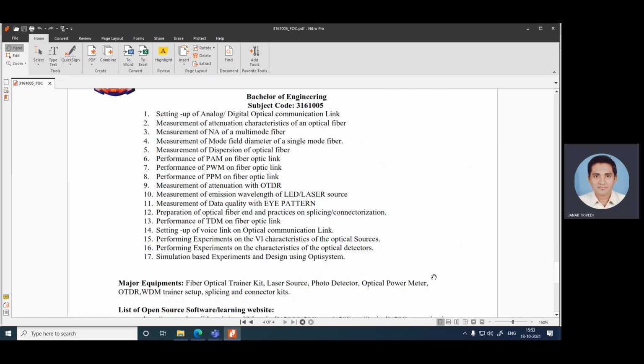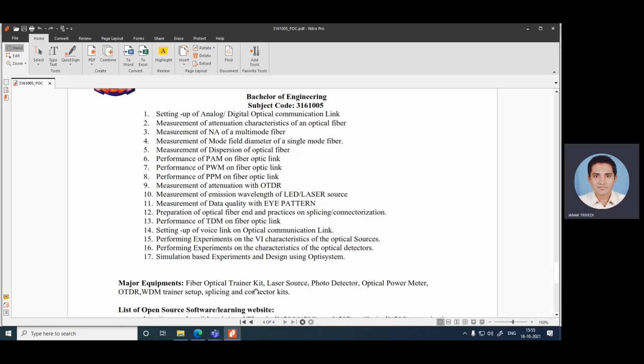This is the list of experiments: setting up analog and digital optical fiber communication links, measurement of attenuation characteristic of an optical fiber, measurement of numerical aperture of a multimode fiber, measurement of mode field diameter of a single mode fiber, measurement of dispersion of optical fiber, performance of PAM on fiber optical link, performance of PWM on fiber optical link, performance of pulse modulation on fiber optical link, measurement of attenuation with OTDR, measurement of emission wavelength of LED and laser source, measurement of data quality with eye pattern, preparation of optical fiber and practice on splicing and connectorization, performance of TDM on fiber optic link, setting up a voice link on optical communication link, performance of experiment on the VI characteristic of the optical source, performing experiment on the characteristic of the optical detectors, and simulation based experiment and design using OptiSystem or maybe Scilab. In this case, we have used Scilab.